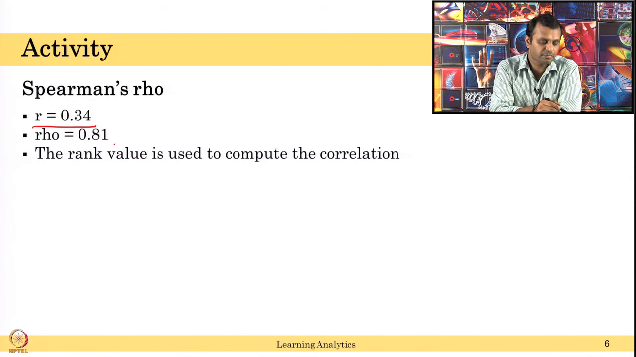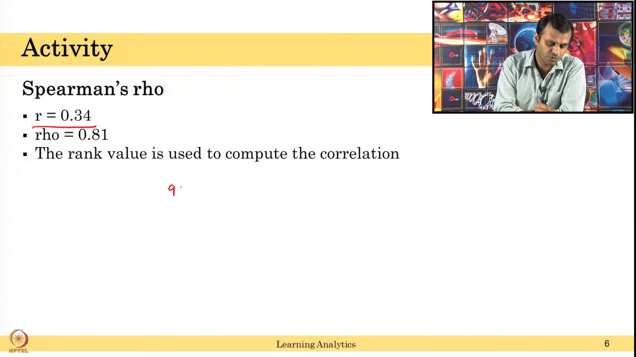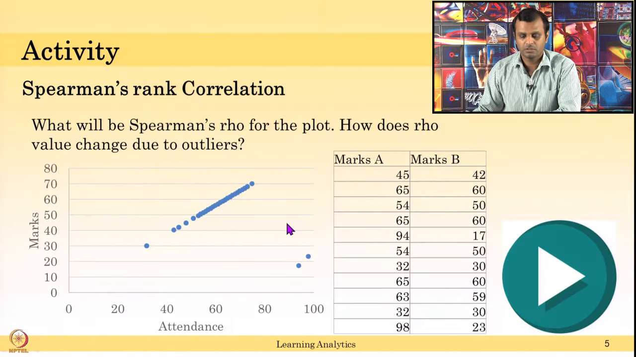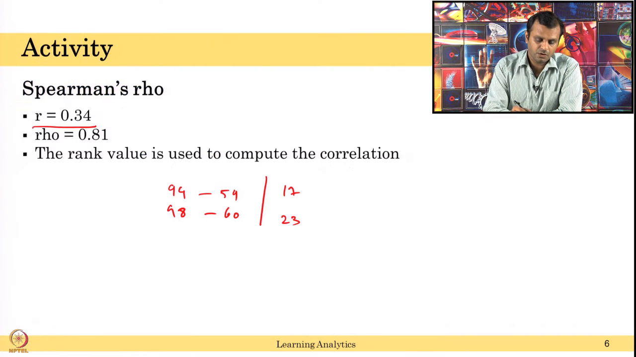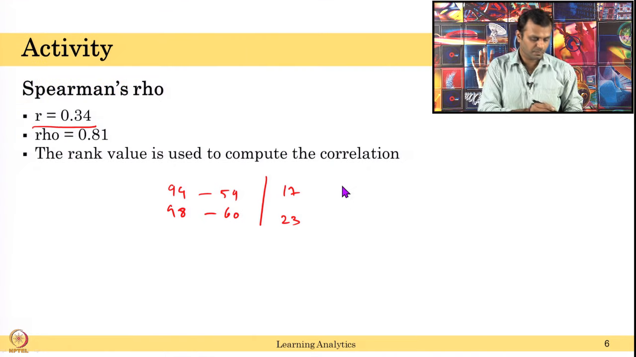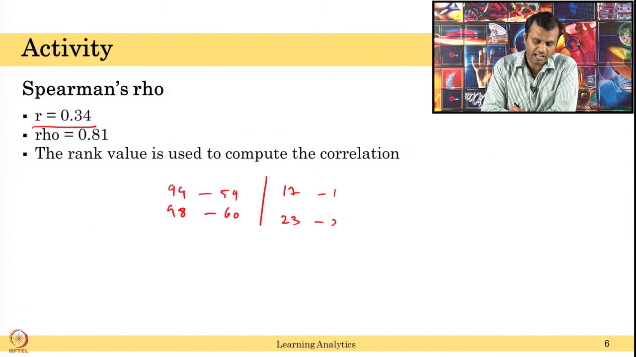Why is Spearman's rho not that sensitive? Because out of all 60 students' data, only 2 data points are not correct. For example, in that example 94 and 98, right? So these will be highly ranked, 59 and 60. And why are the marks 17 and 23, I am wrong, just a minute, I check it out, it is 17 and 23, yep. So this might have been rank number 1 and rank number 2.